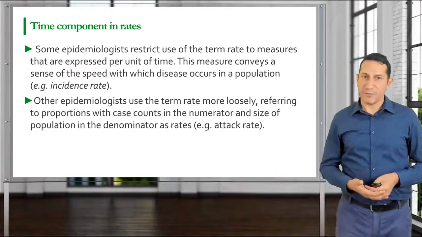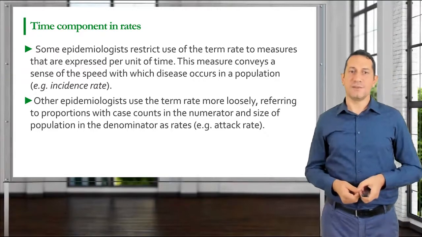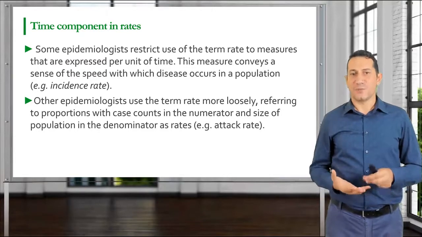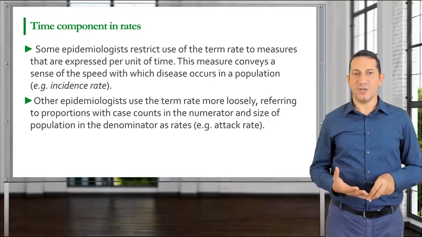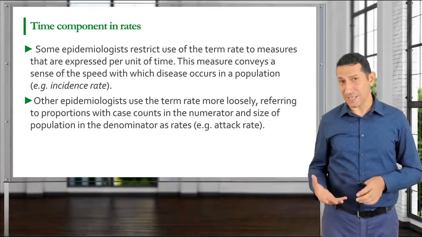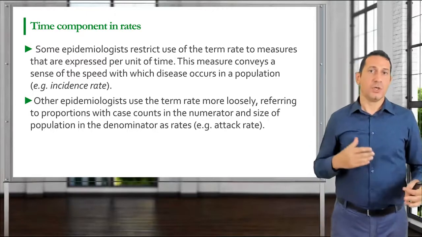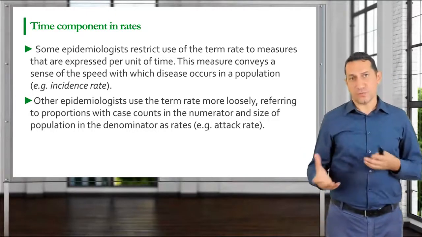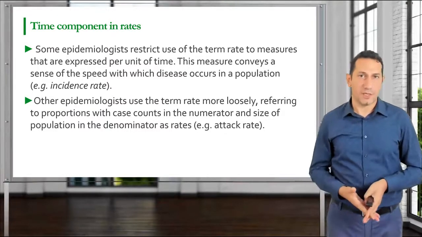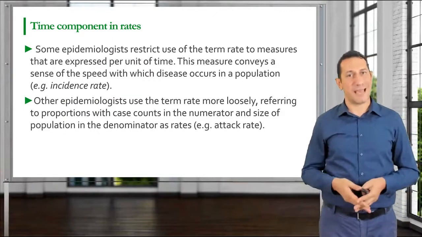While other epidemiologists use the term rate more loosely and refer to proportions with the case counts in the numerator and the population denominator as rates. And these are basically the attack rates, but technically speaking, those are proportions. So it's a matter of controversy between different groups of epidemiologists, but we will stick with the group which says that a rate must have a time component.